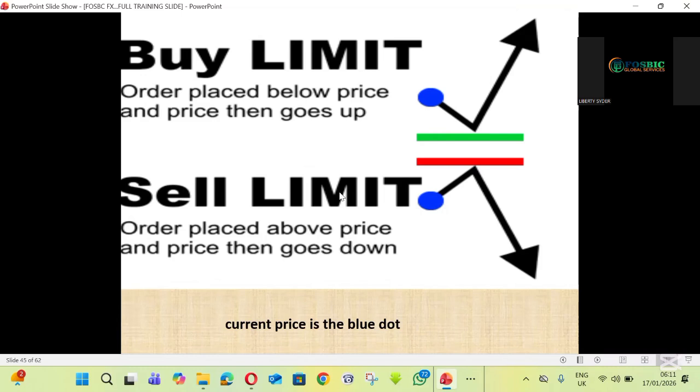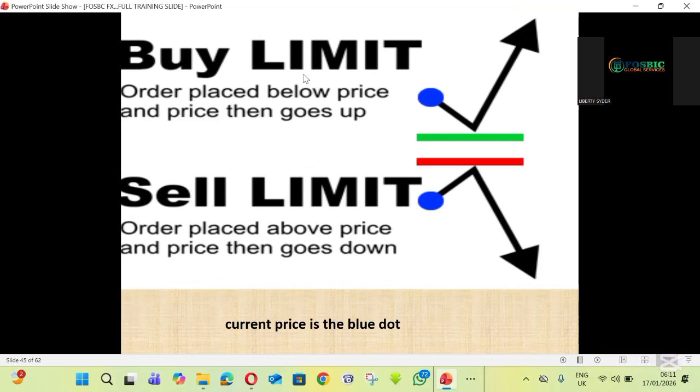This buy limit and sell limit, they are there in your MT5. I will show you when we treat MT5. I will show you where to see this buy limit and sell limit. I'll just repeat before I go to the real chart to show you how it works on the chart.